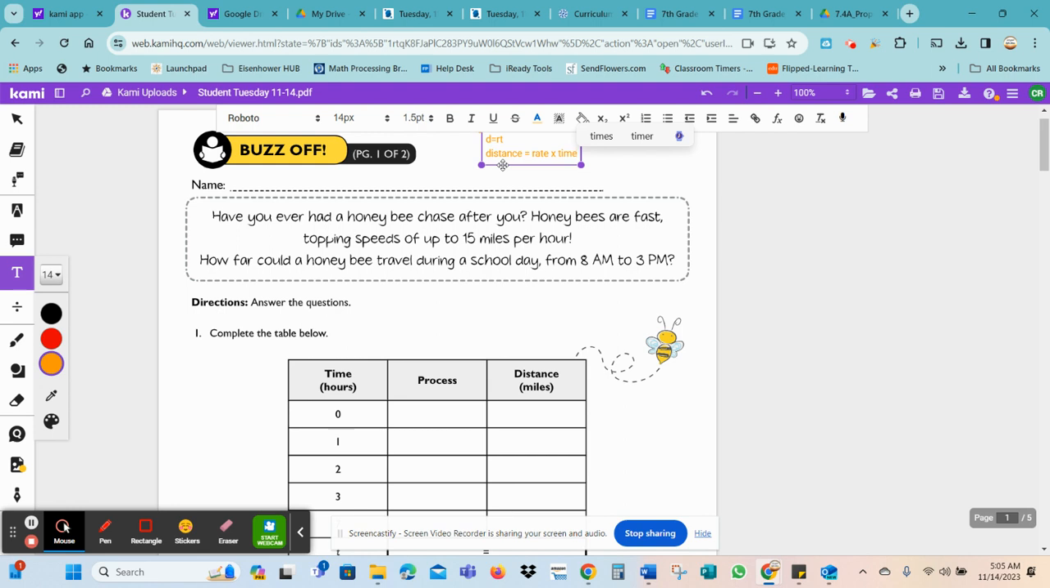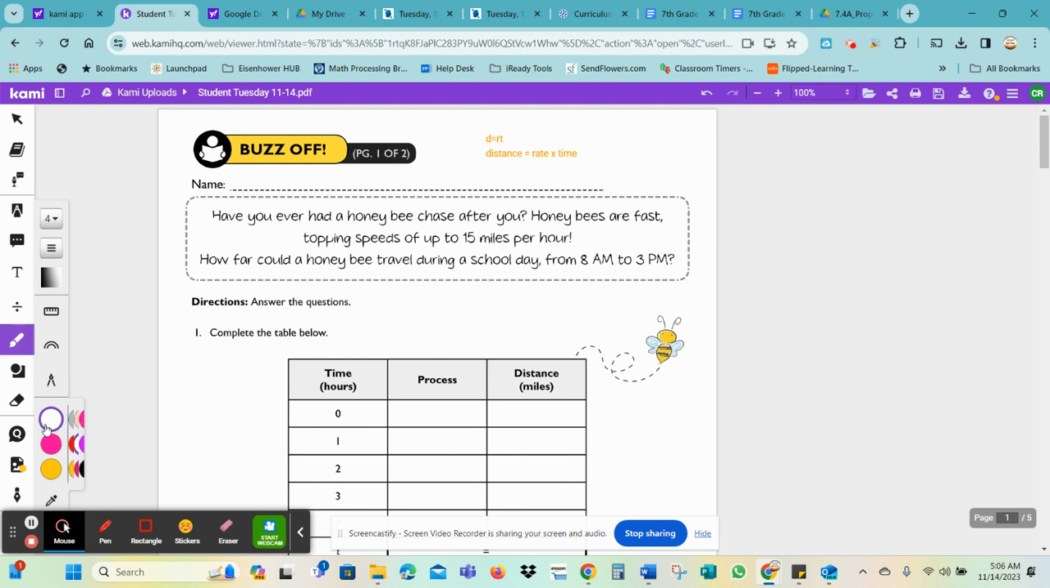So looking at this first one, it reads, have you ever had a honeybee chase after you? Honeybees are fast, topping speeds of up to 15 miles per hour. So how far can a honeybee travel during a school day from 8 a.m. to 3 p.m.? So let's take a look. We're going to answer the questions and compare the chart. I know that in here, let me go ahead and underline the important facts. It says that a honeybee can travel up to 15 miles per hour, right?